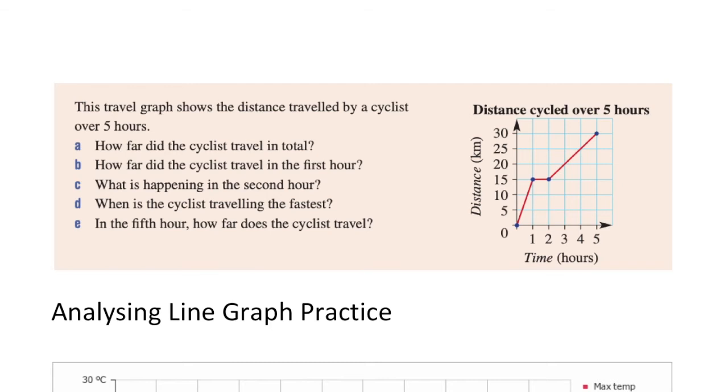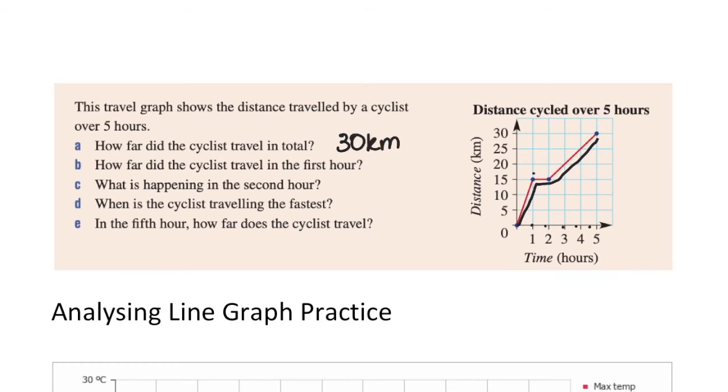Alright, we have got a professionally drawn line graph here. And we are going to answer some questions. So we've learned how to draw line graphs. And now we're going to focus on how to analyze line graphs. So it's about time. And every time there's a cyclist moving away from somewhere. So how far did the cyclist travel in total? Here we traveled 15, stayed at 15, and traveled up to 30 kilometers.